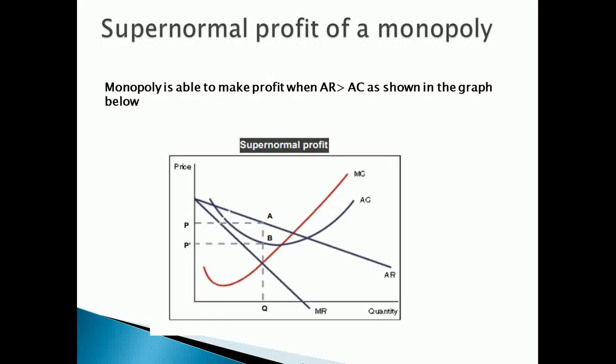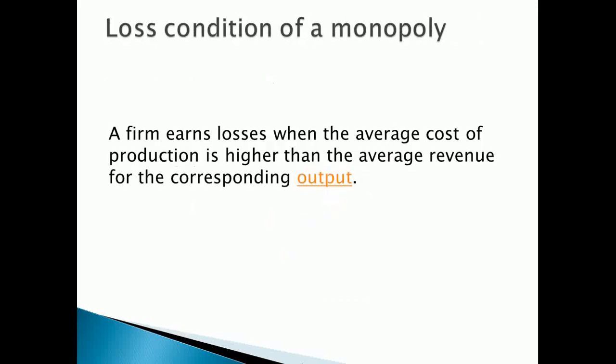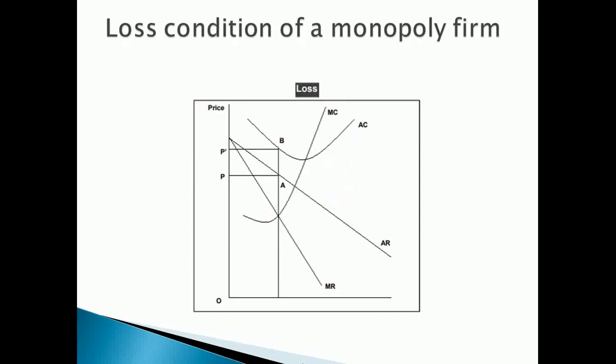In the short run, like we have mentioned, monopolistic competition can make a supernormal profit, which we have adopted in this graph, at that shaded point. They can experience a loss in the short run when the average total cost is greater than average revenue, and in the long run they can experience what we call a normal profit, where the average total cost is equal to the price.